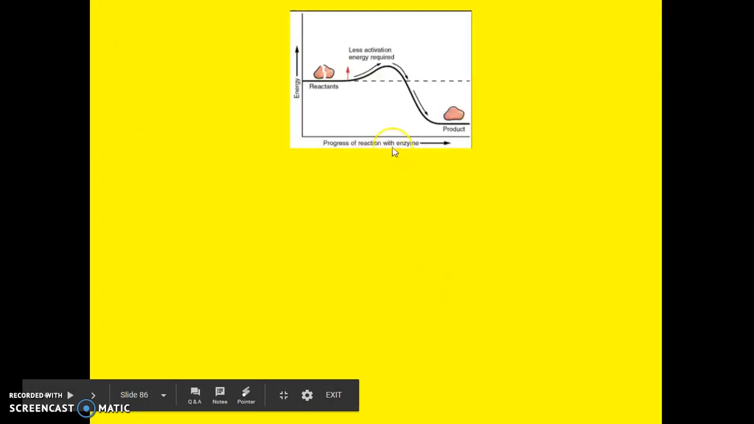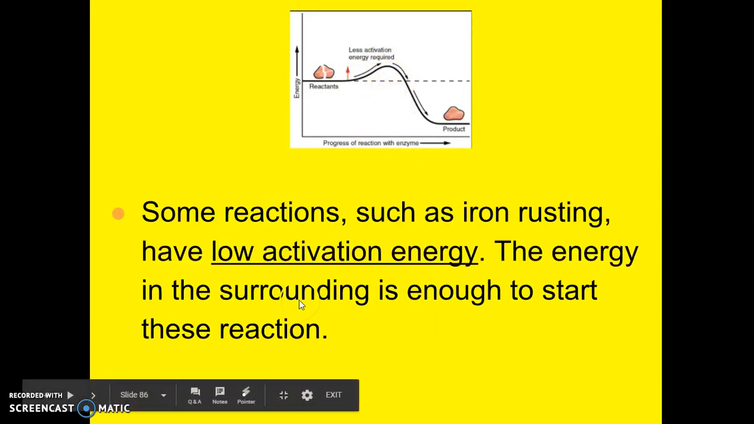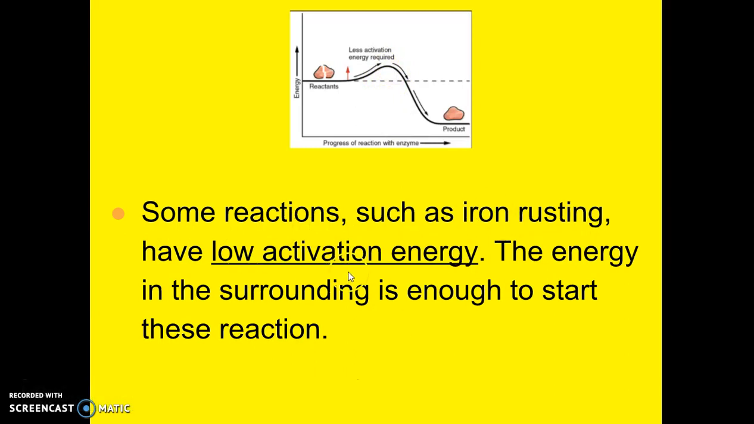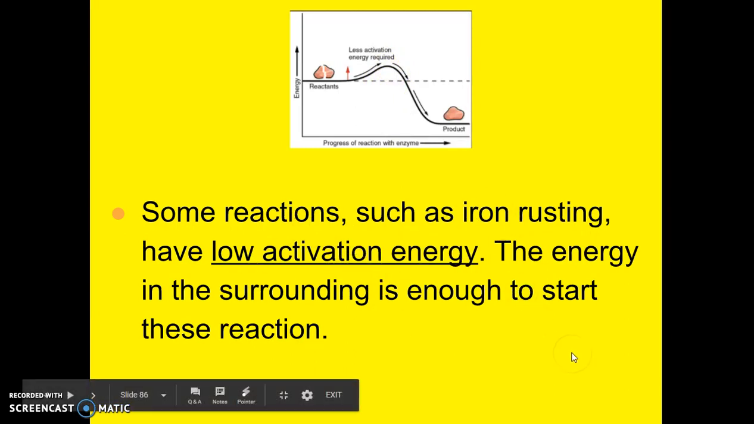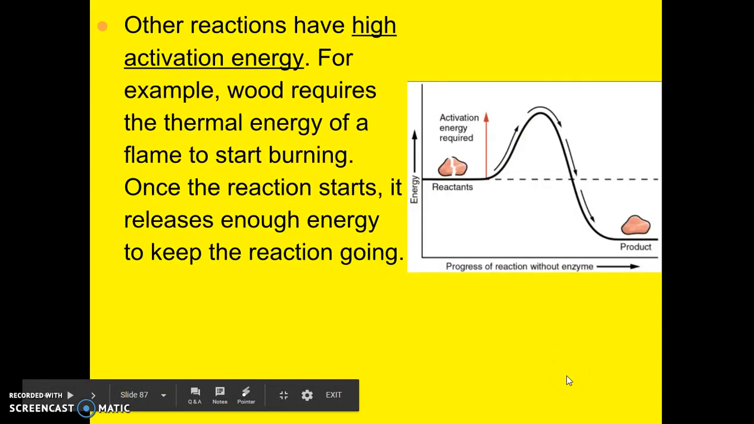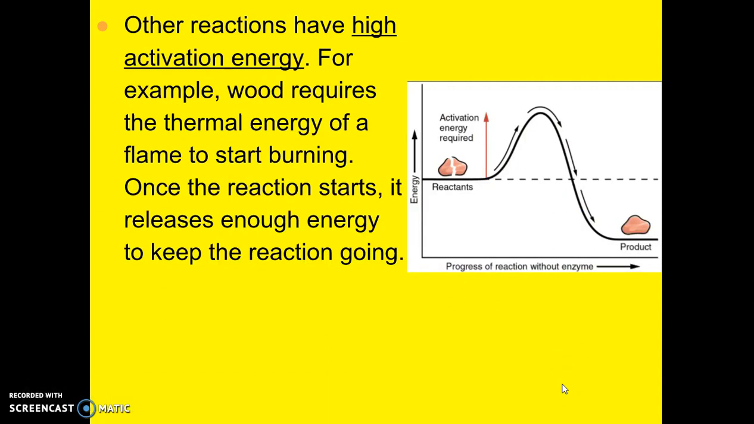So some reactions don't take very much activation energy, like this particular reaction doesn't take very much. Some reactions, such as iron rusting, have a low activation energy. The energy in the surroundings is enough to start these reactions, so that's why they'll happen outside at just kind of your average temperature. Other reactions have high activation energy.